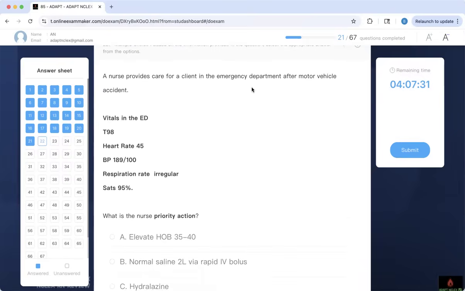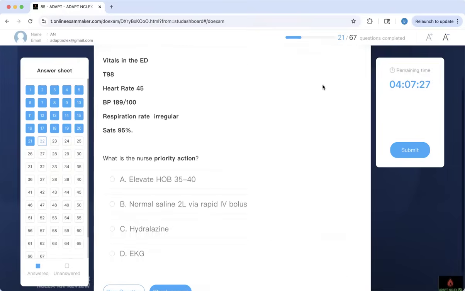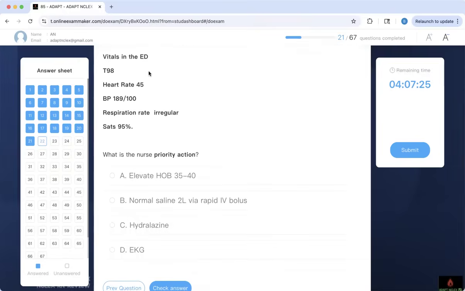Let's provide care for a client in the emergency room, motor vehicle collision, a triage question. Vitals: temperature is fine. Heart rate, oh, bradycardia. Blood pressure is high, hypertensive. Do you see it? Respiratory rate, irregular. Saturation is 95. What is your priority? These are buzzwords. This is like a mini case study. I give you the buzzwords, and I want you to master them.